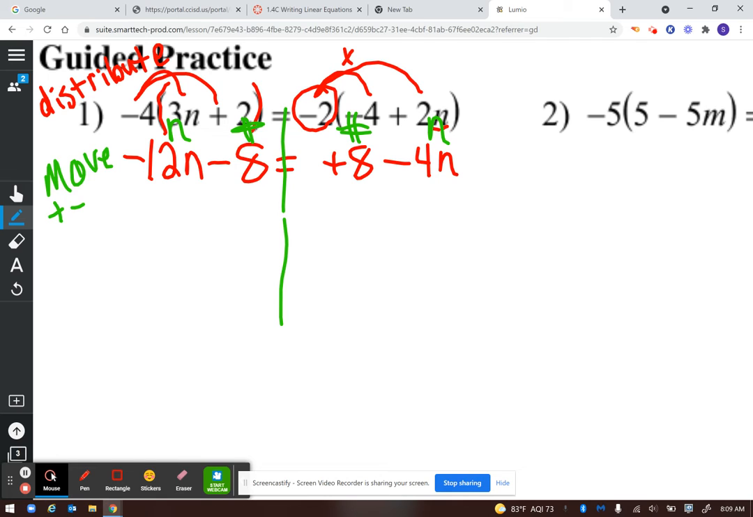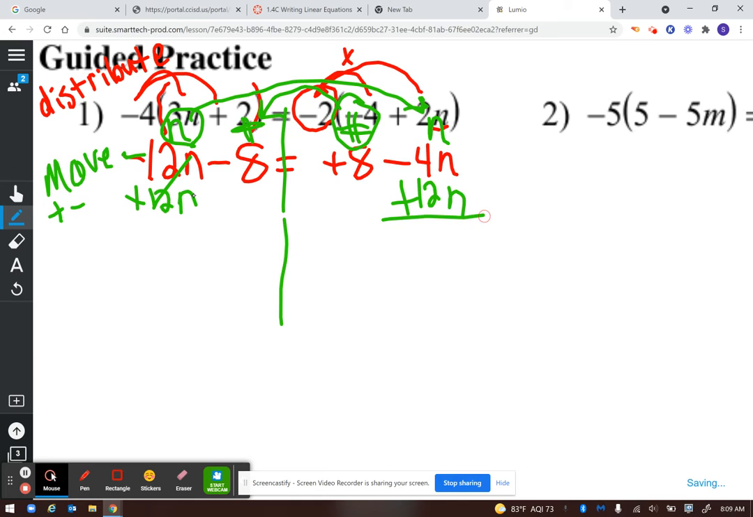I want to move all of my team n over with my team n and my team numbers over with my numbers. So you do so by using the opposite sign with addition and subtraction. So this is subtraction. The opposite is addition. So plus 12n, plus 12n. Negative 4 plus 12, or 12 minus 4, however you want to look at that, is 8n.